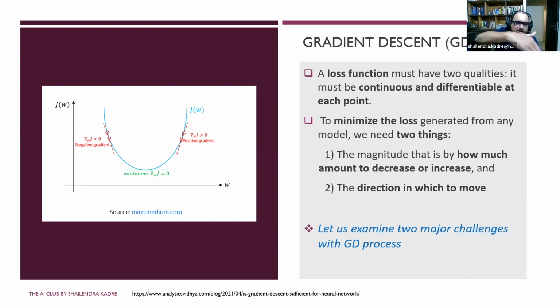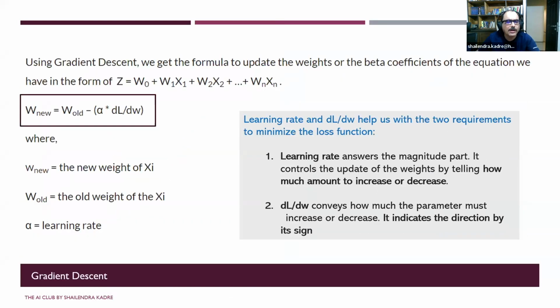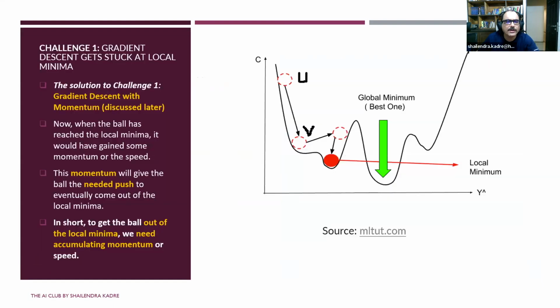We are traveling downwards, right? Our ball is traveling downward. That downward travel direction is always decided by the negative of the derivative. If the derivative is positive, we go in the negative direction, and if the derivative is negative, we go in the positive direction. Simple formula, and this is what we have shown in the case of linear regression. But as you are aware, in the case of a neural network, it will be very complex.